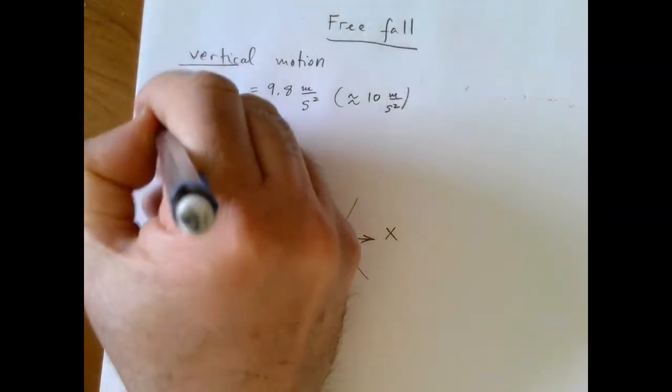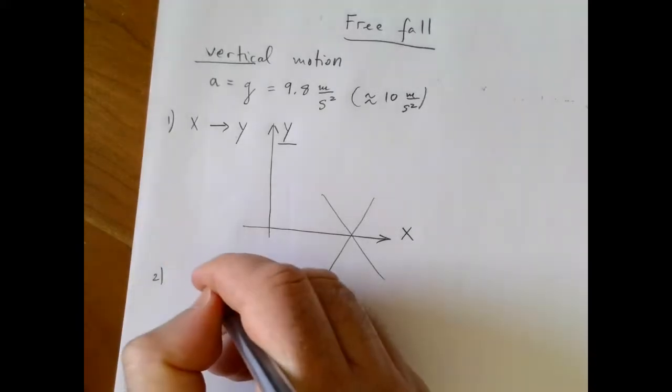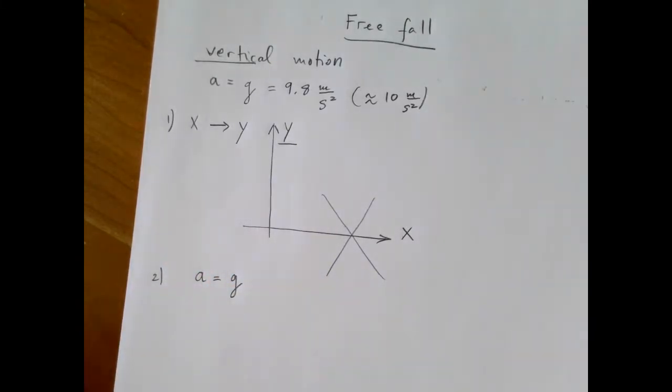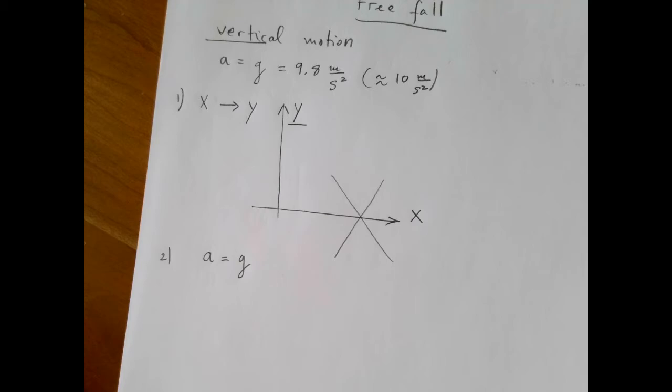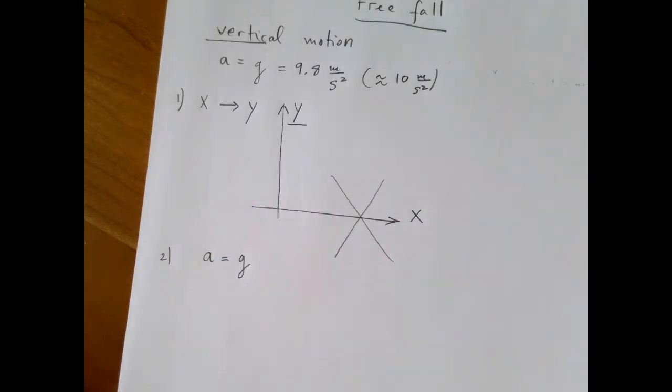And the second change to those equations is to take into account the fact that acceleration is g. However, the acceleration of gravity always points down. We haven't learned that yet. We'll learn that later in this course. The acceleration of gravity always points down. On the other hand, the y-axis always points up.